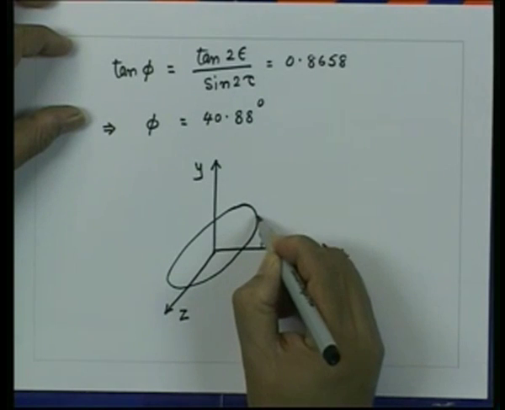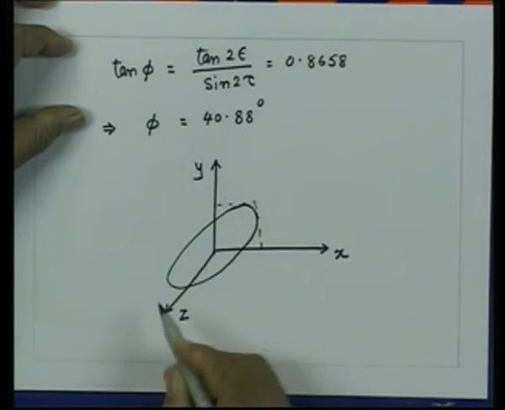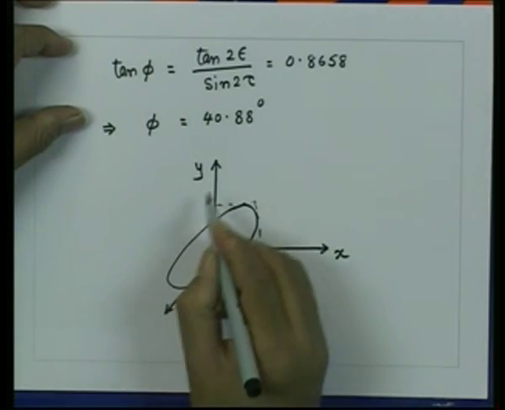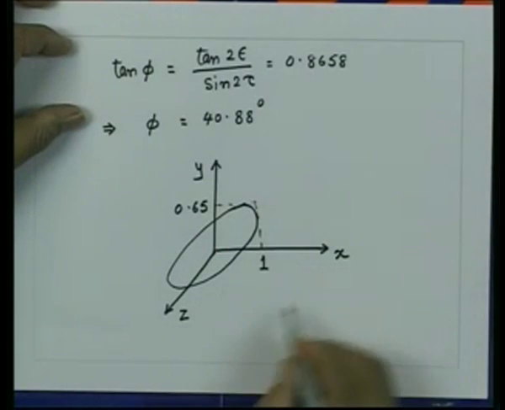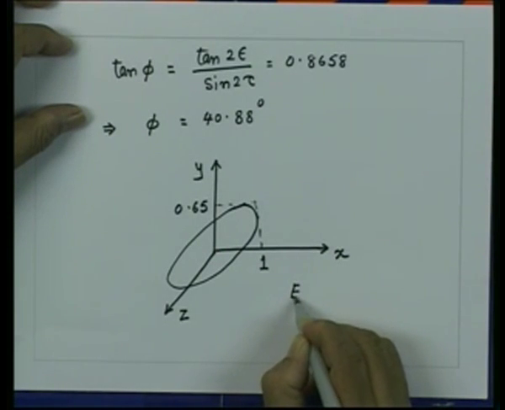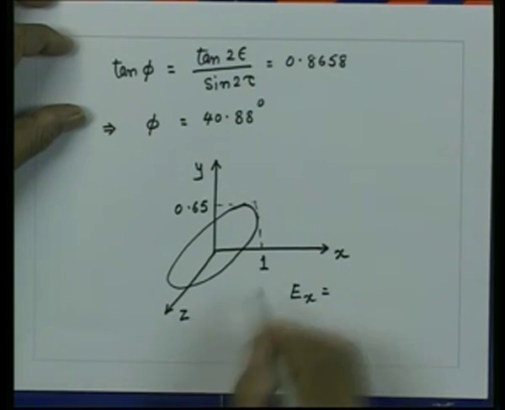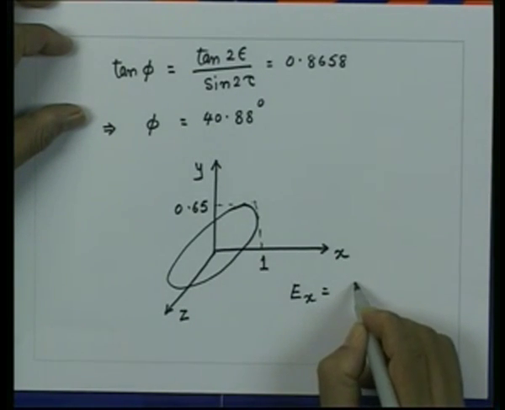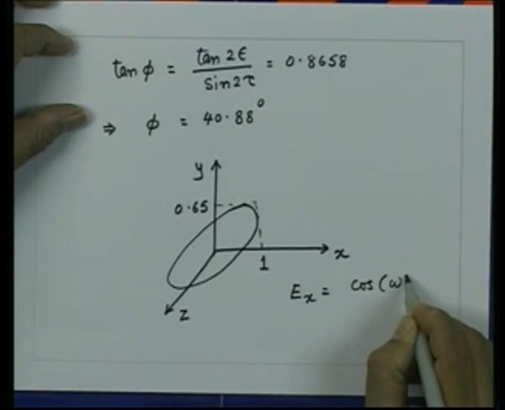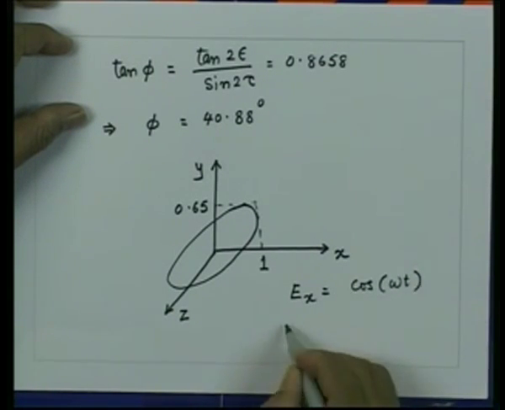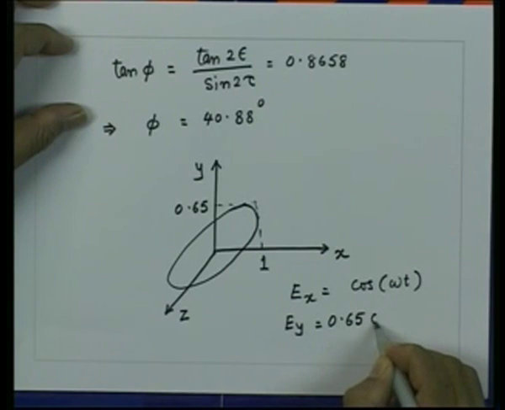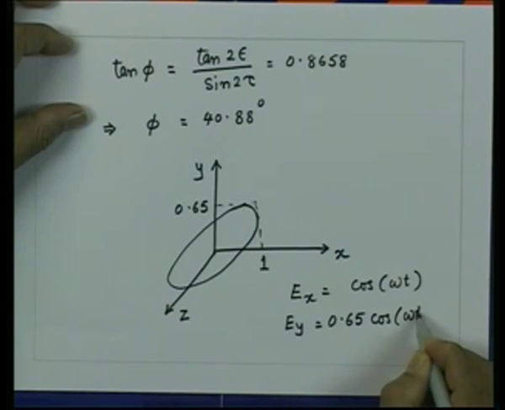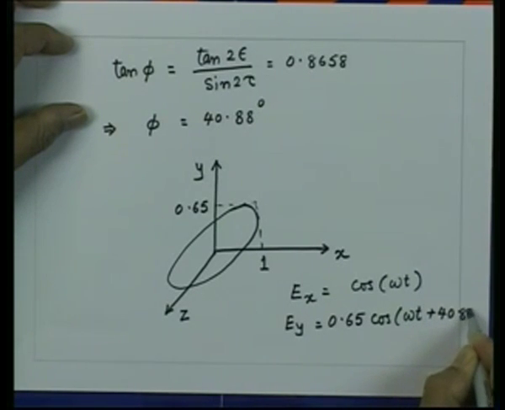This to this ratio, if we calculate this maximum. So, if I take this is equal to 1, this will be equal to 0.65. So, we get from here the E x component, which is, let us say, amplitude 1 cosine of omega t. So, E y component will be 0.65 cosine of omega t plus 40.88 degrees.